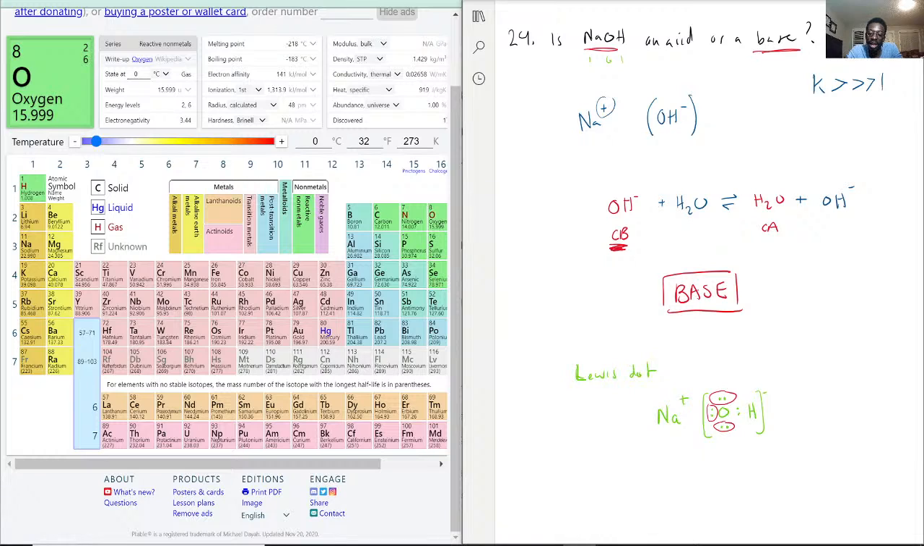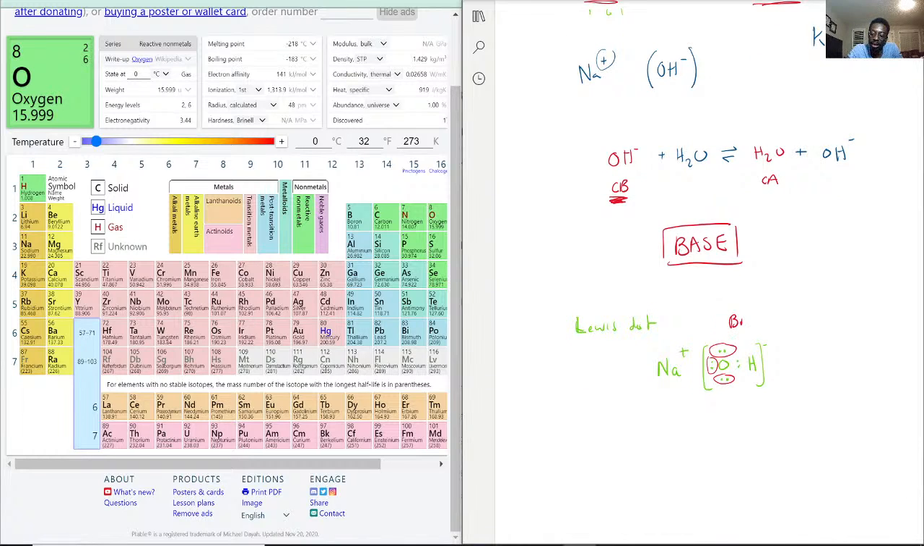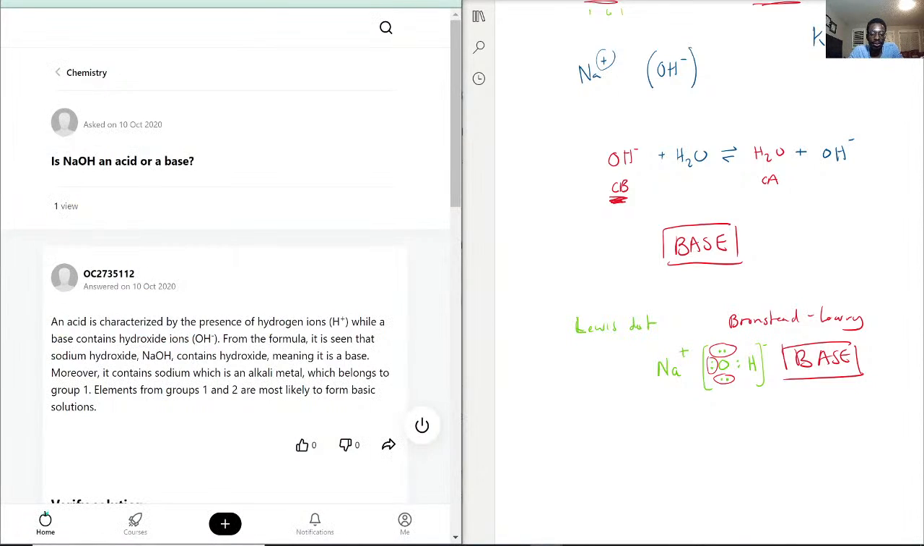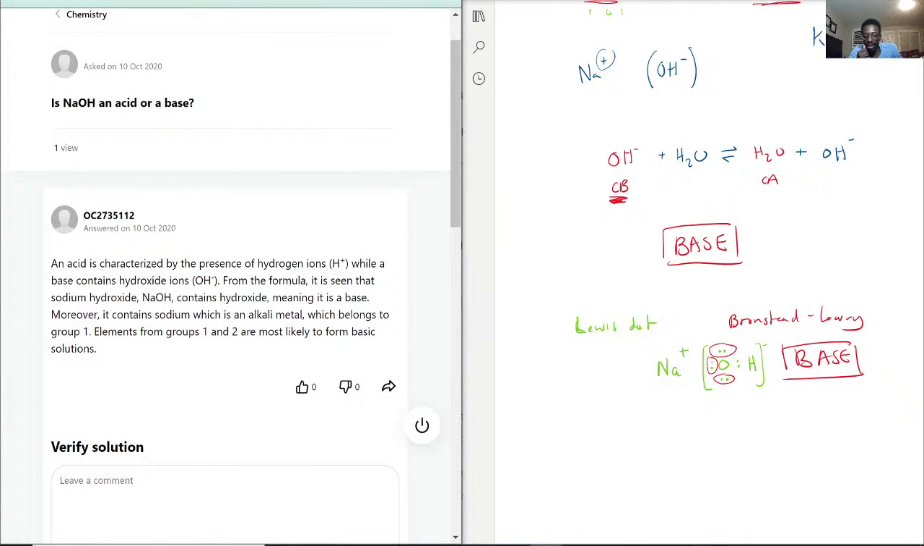So because NaOH creates an ion that has lone pairs, you can also say by the Bronsted-Lowry definition that this is a Bronsted-Lowry base as well. So you can prove it both by a formulaic example and by showing that it has all these lone pairs waiting for hydrogen to come by so it can grab it. So with that being said, acids characterize the presence of hydrogen, while bases characterize hydroxide. From the formula, NaOH dissociates to hydroxide, meaning it's a base.